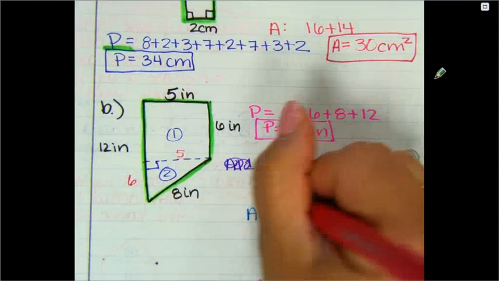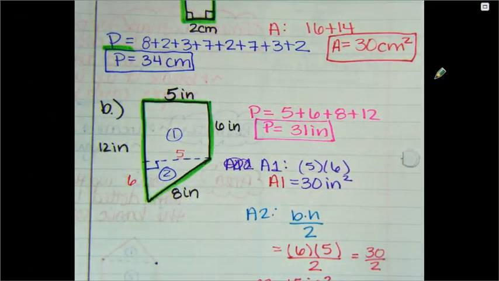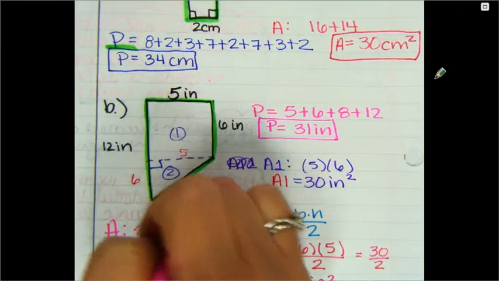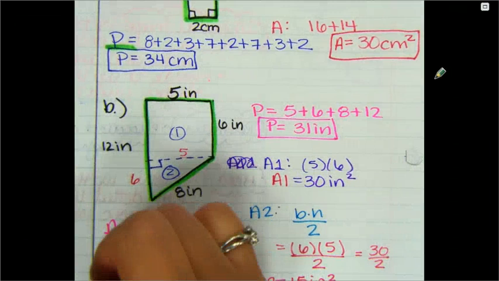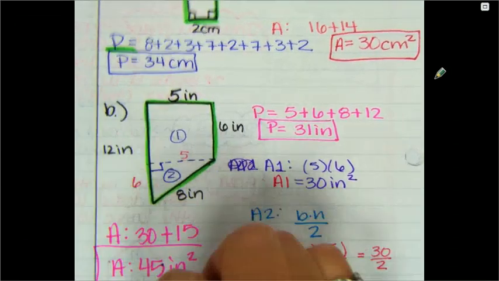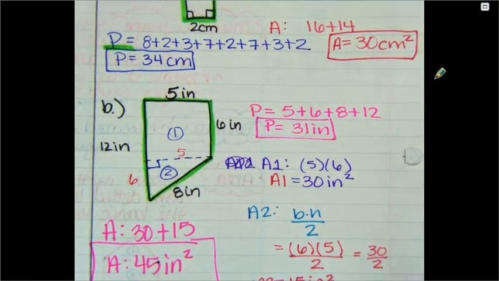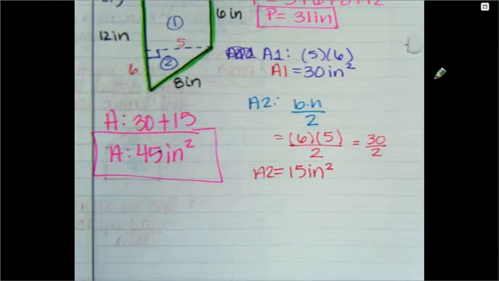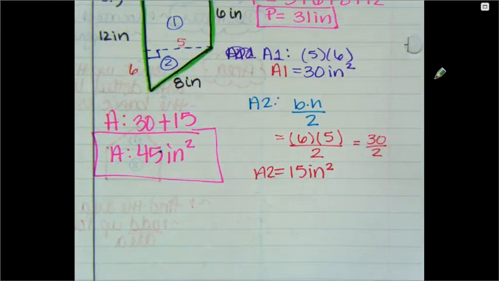So area of number 2, area of number 1. What do you do with those two answers? Add them. So the area of the whole thing is 30 plus 15, which is how much? 45 inches squared. Didn't even have it, right? Good. It should be easy. Yeah? All right, write your summary.